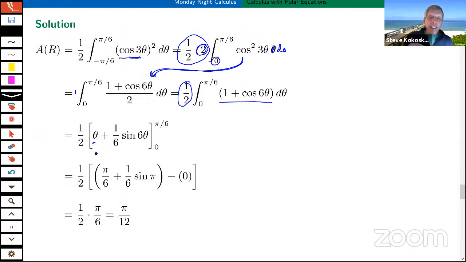And let's see, I plug in the lower bound. I know I get a 0. That's pretty easy. I plug in the upper bound, and let's see what happens here. I got a pi/6, 1/6 sine of pi. Well, that's a 0. And so I'm left with just pi/12. Kind of looked a lot bigger on the screen there when I graphed that. But the area of one loop is exactly pi/12.